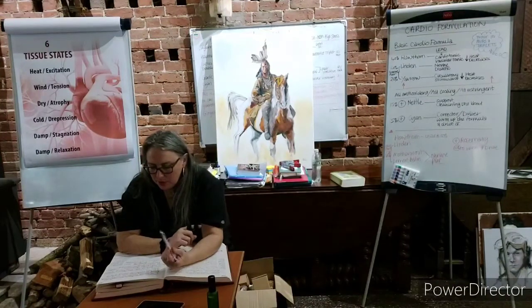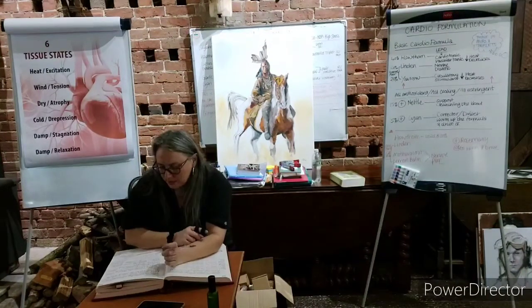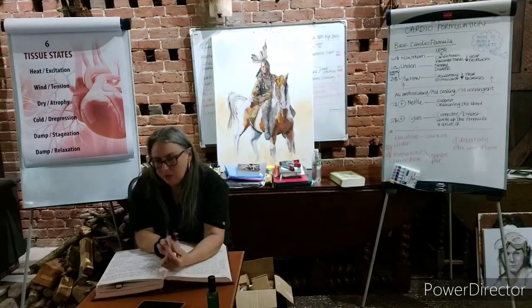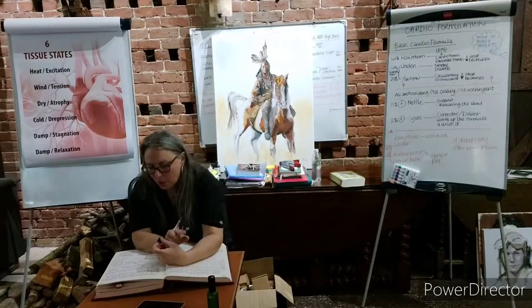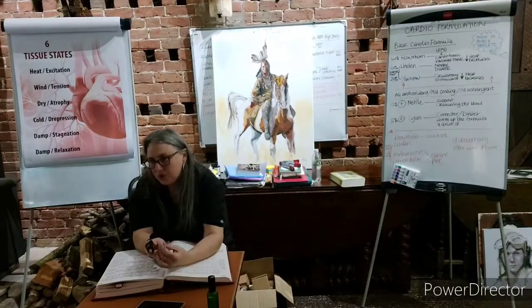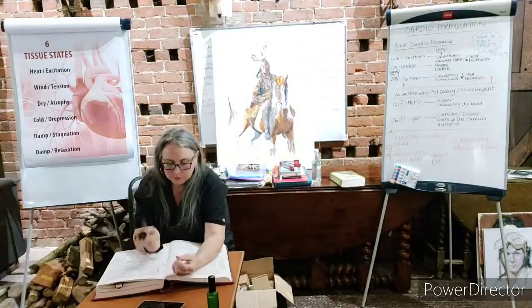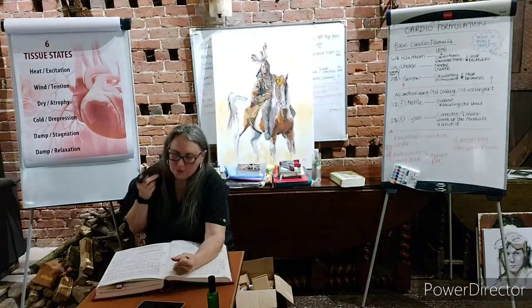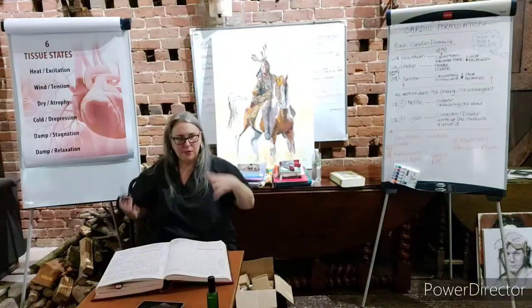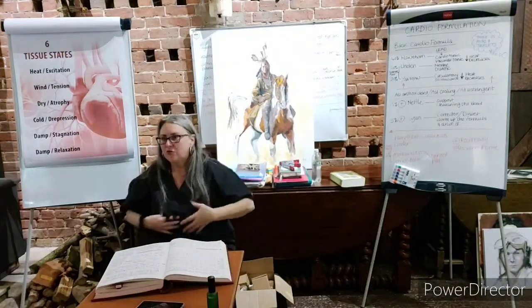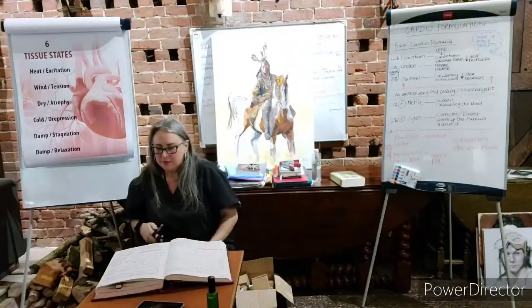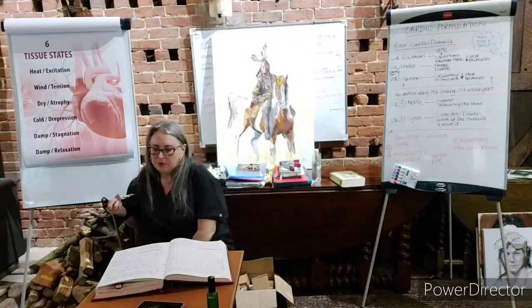So here we would use circulatory stimulants. So you'd be wanting to use hot, spicy, pungent, warming plants, because we want to get everything up and moving and working. We want to increase that vital fire. Hot, spicy, pungent, warming plants.